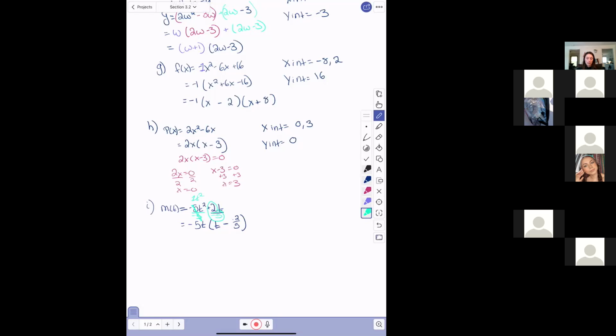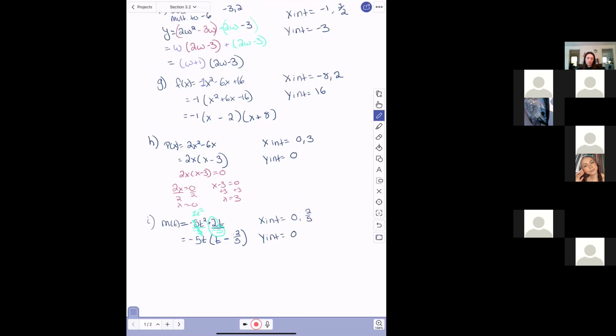All right, so now go ahead and find the x and y intercepts for me. Zero and 2/5. Good. And what's that y-intercept? 0. 0. Good. All right, any questions on this first page about anything?